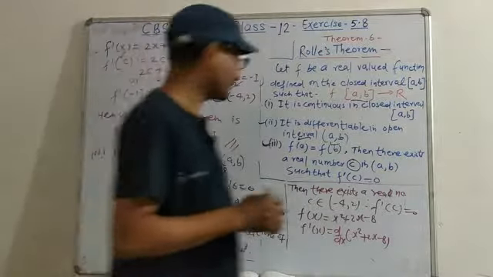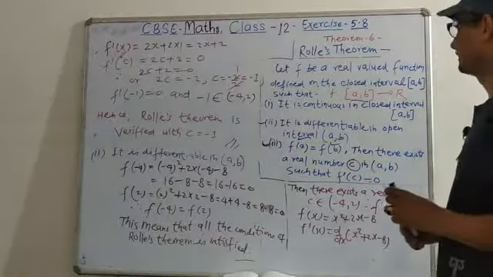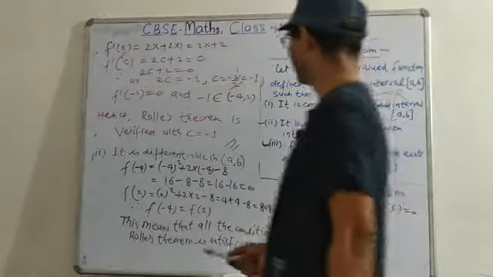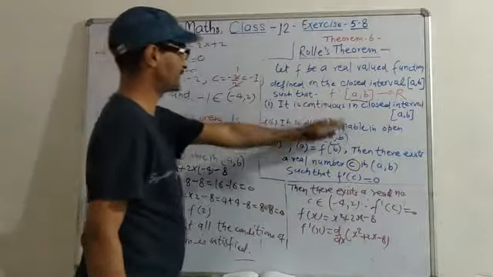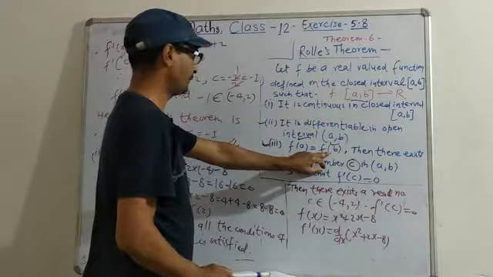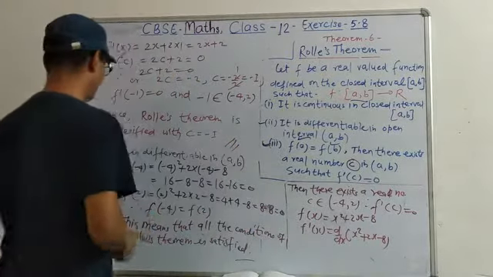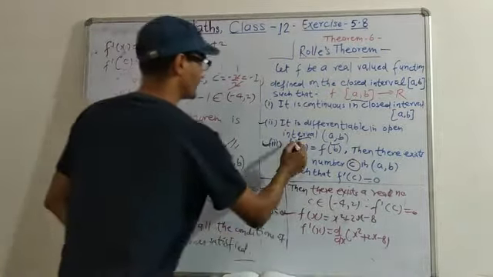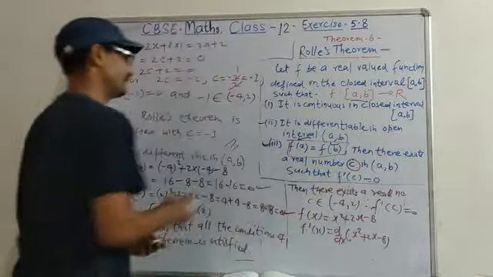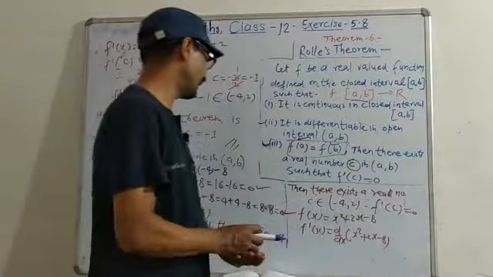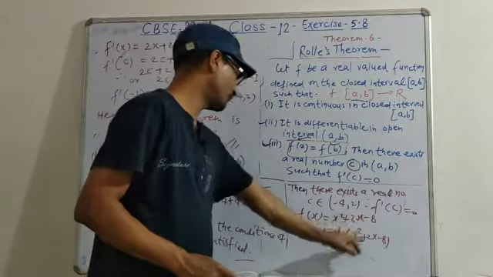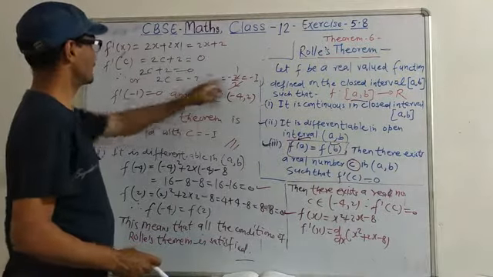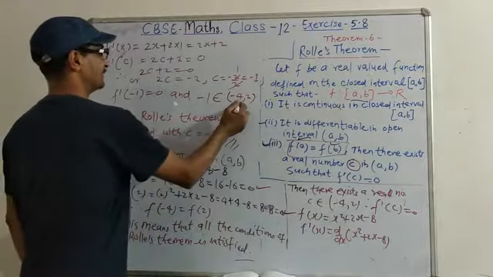So what do we need to see in Rolle's theorem? We need three things. The function is continuous in the closed interval [a, b]. It is differentiable; when it is continuous it will also be differentiable. And third, f(a) is equal to f(b). We find them, and here we get the same: f of minus 4 is 0 and f of 2 is also 0. Then there exists a real number c in (a, b) such that f dash c is 0. We differentiate x square plus 2x minus 8 and get 2x plus 2, which becomes 0. So c is minus 1, and this minus 1 lies in the interval.